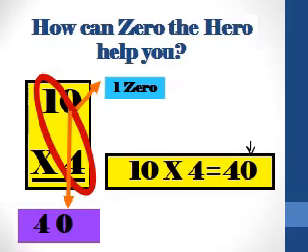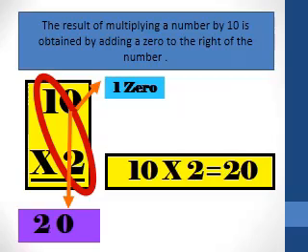The same thing you are going to do whenever you are multiplying 10 by any number, whether it has 1 digit, 2 digits, or more than 2 digits. Another example, so you have here 10 times 2. So you directly put the 0 to the right and you multiply 1 by 2, which is 2.